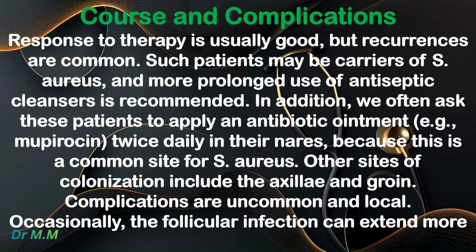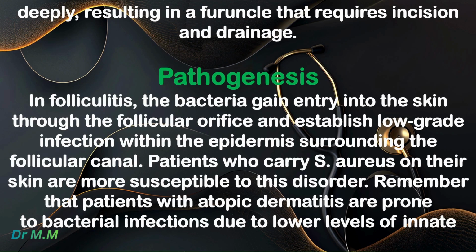Course and complications. Response to therapy is usually good, but recurrences are common. Such patients may be carriers of S. aureus, and more prolonged use of antiseptic cleansers is recommended. In addition, we often ask these patients to apply an antibiotic ointment, for example mupirocin, twice daily in their nares, because this is a common site for S. aureus. Other sites of colonization include the axilla and groin. Complications are uncommon and local. Occasionally, the follicular infection can extend more deeply, resulting in a furuncle that requires incision and drainage.